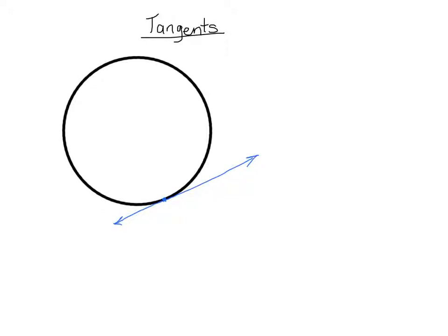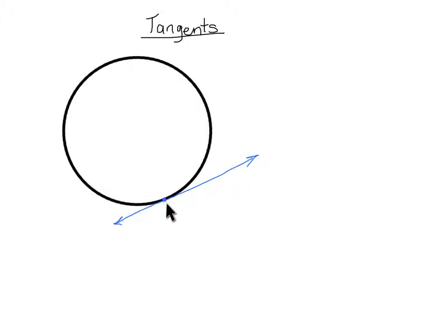In this video, we'll be learning about the tangent. So a tangent is a line, a plane, or a segment that's in the same plane as a circle and touches a circle in exactly one point. So 1 point and 1 point alone.